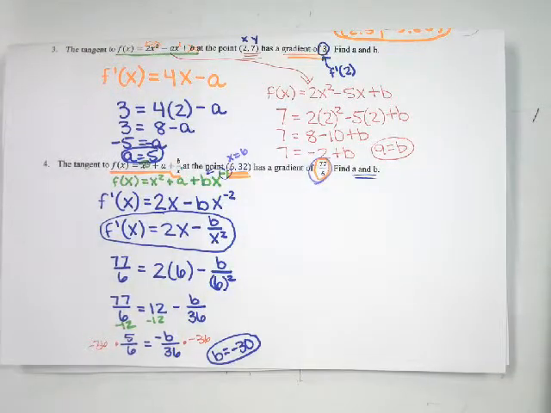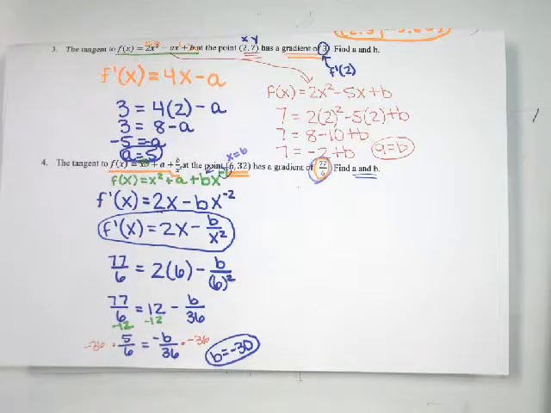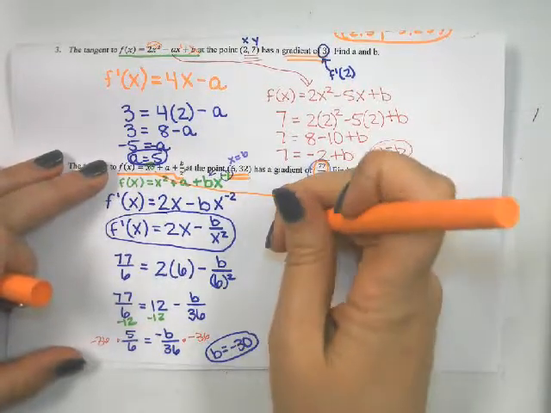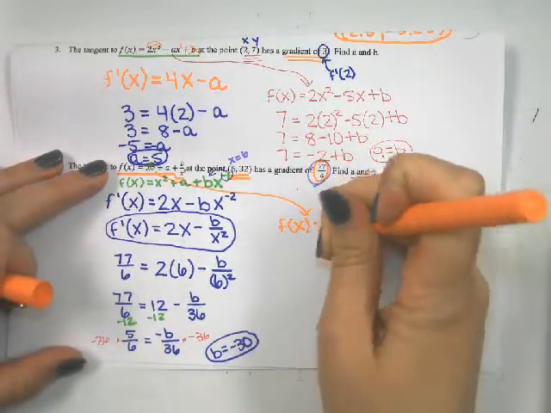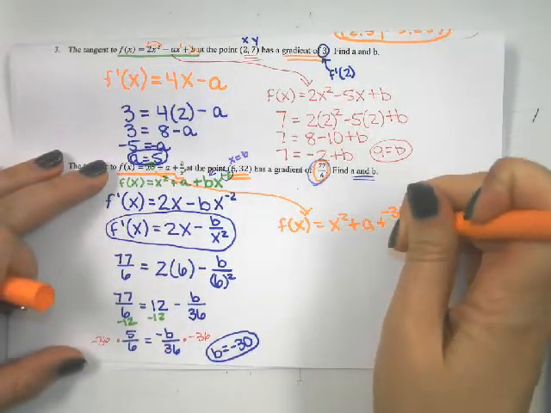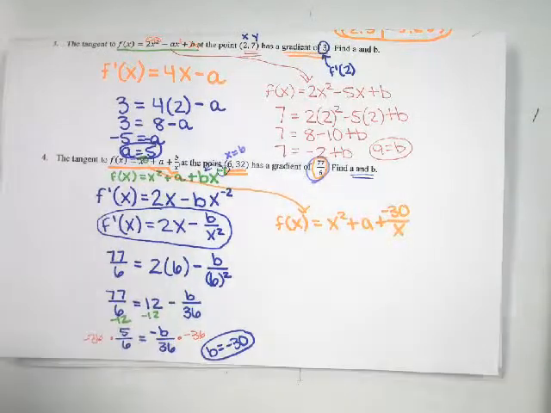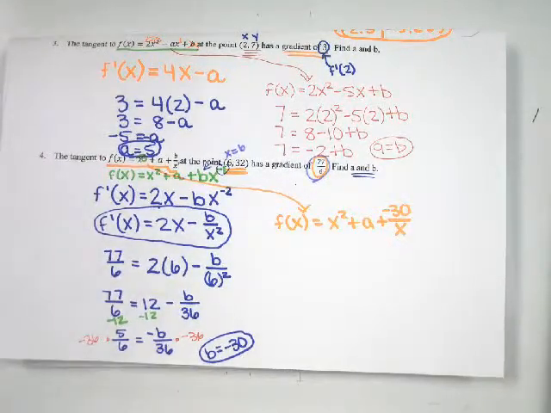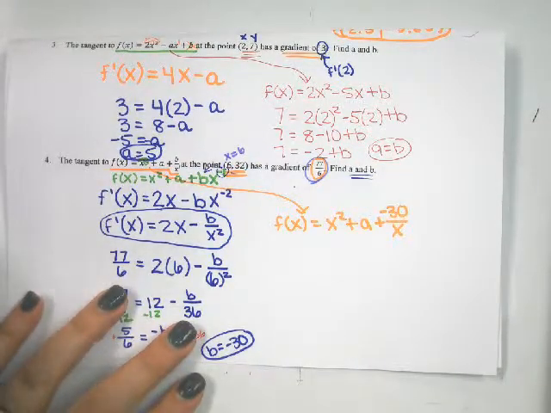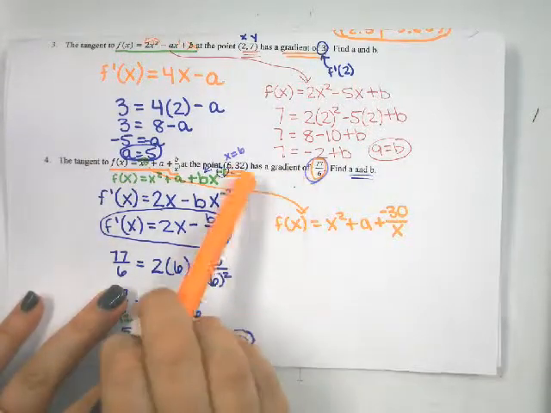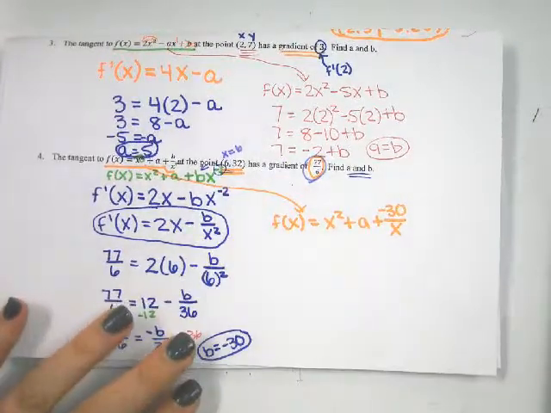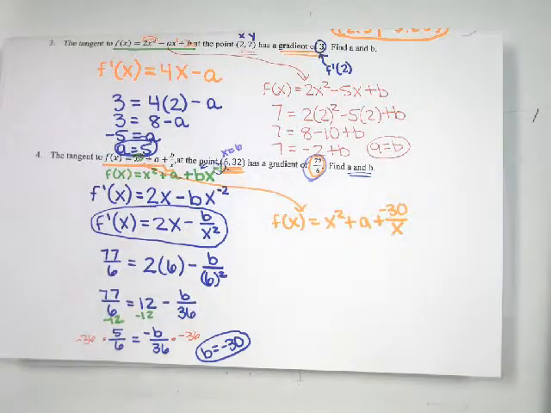Awesome. I'm going to take the information that I have now and plug it all back into the original and see if I can find my a value. So my original function is here: f of x equals x squared plus a plus b, which is negative 30, over x. They also, in the problem, gave us a point that's on the line, so the point (6, 32) should be on the line. So I can plug in my x and my y value in order to solve for a.